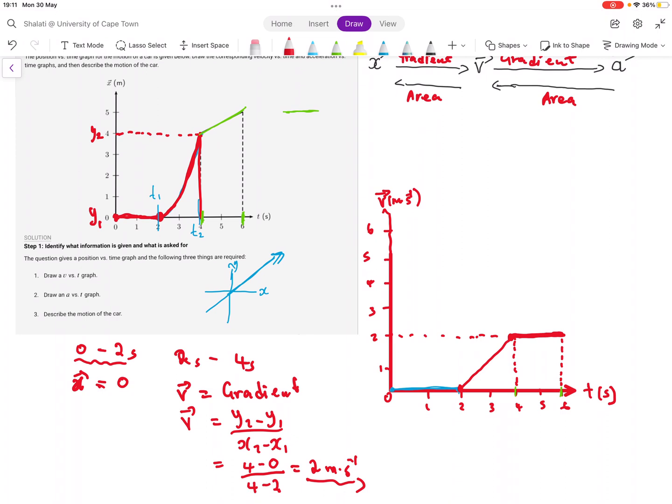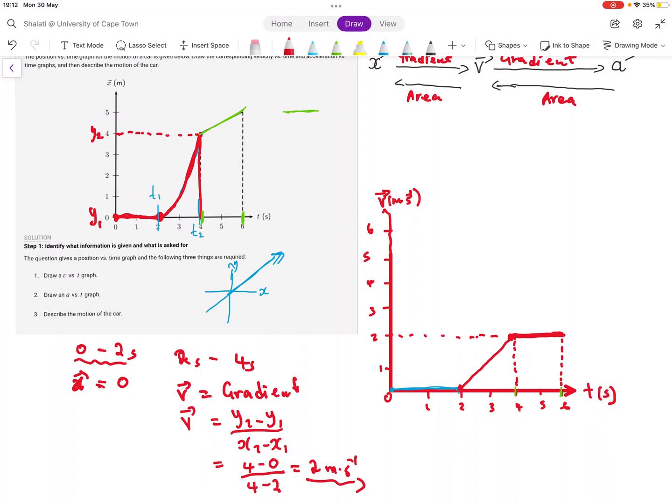The same value you had at 4 seconds is the same value you're having at 5 seconds. So that is why the graph looks like this. Okay, you will just have to get used to getting these kinds of shapes. The more you do more of the drawings, the more you'll get used to it. So this is the velocity time graph.